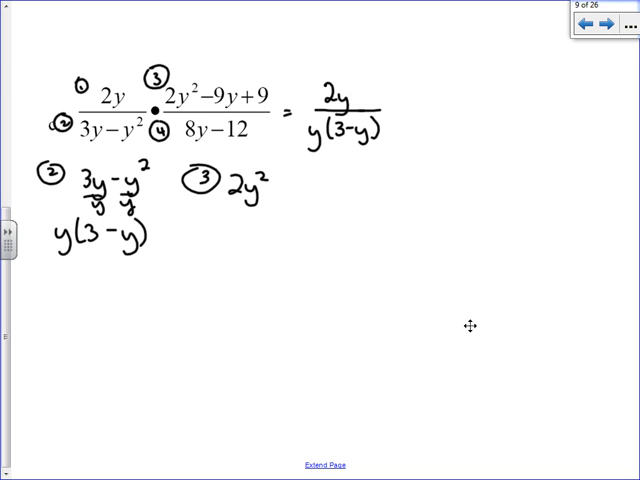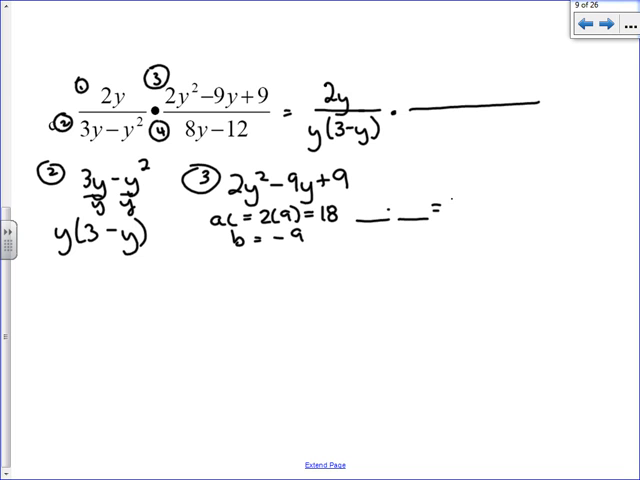What factoring method am I going to need for that second numerator? AC. Can I shortcut the AC? No. So we have A times C is 18, and B is -9. So I'm looking for a pair of numbers that multiplies to 18 and adds to -9. Anna, what do you got? -3, -6.